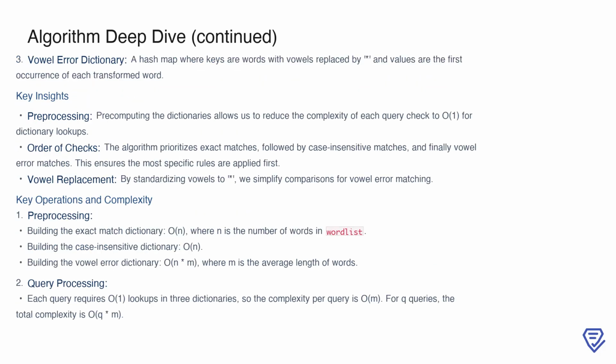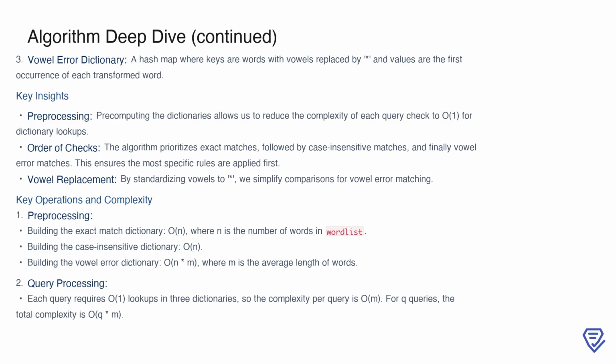By organizing our algorithm this way, we ensure clarity and speed in handling the different matching rules. The vowel error dictionary is a crucial part of our pre-processing since it allows us to handle vowel mismatches efficiently. By replacing all vowels in a word with asterisk, we can standardize words that differ only in their vowel usage. This transformation simplifies the comparison process during query resolution. Pre-computing these dictionaries not only enables fast lookups but also ensures that the algorithm adheres to the hierarchy of matching rules. We always prioritize exact matches first, followed by case-insensitive matches, and finally vowel error matches, ensuring that the most specific conditions are applied before more generalized ones.